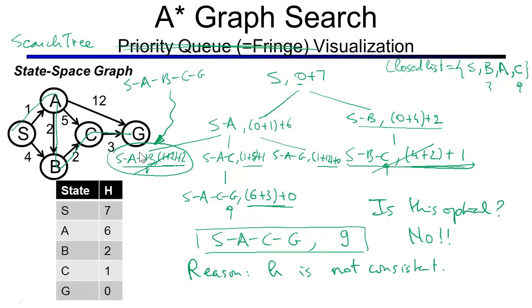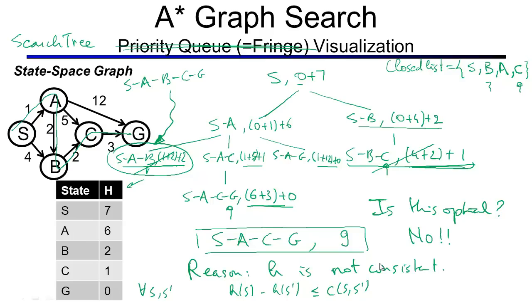And so this cheaper way of reaching B through A was not explored. So where is that inconsistency in the heuristic? Okay, let's write down the condition for H to be consistent. The condition is that for all S and S prime, where we can go from S to S prime, it needs to be the case that H(S) minus H(S prime) is smaller than or equal to the cost to go from S to S prime.